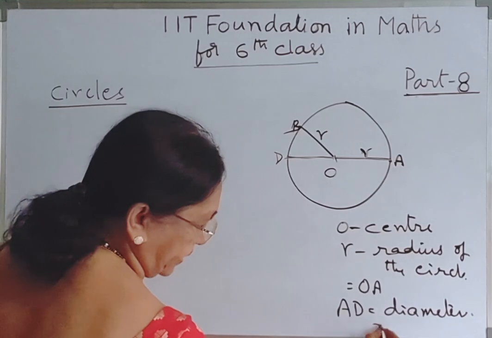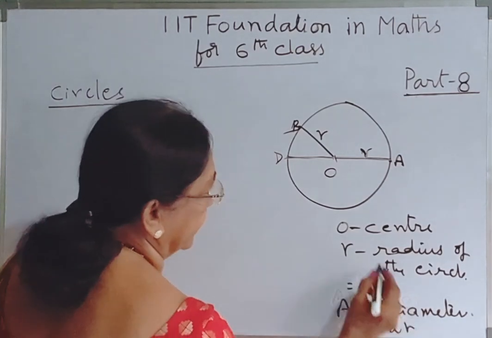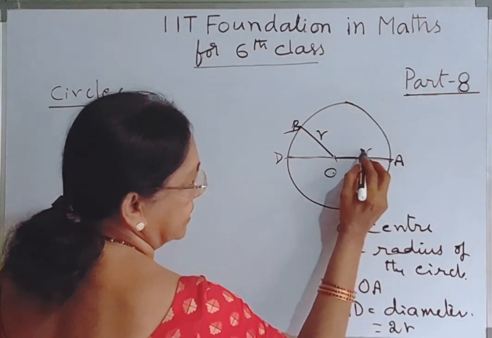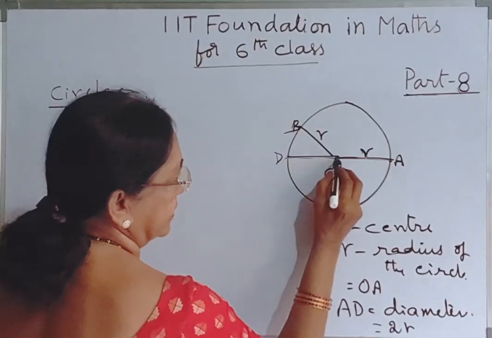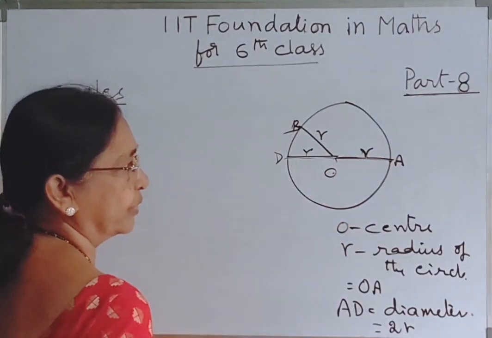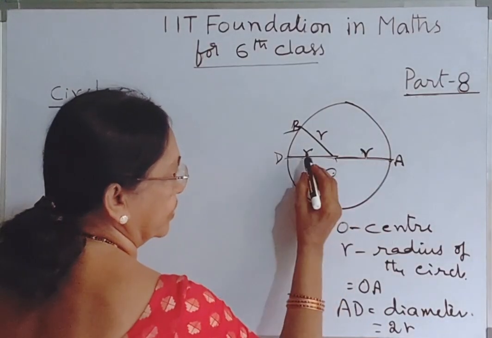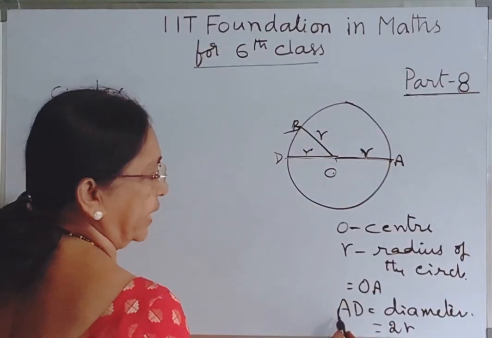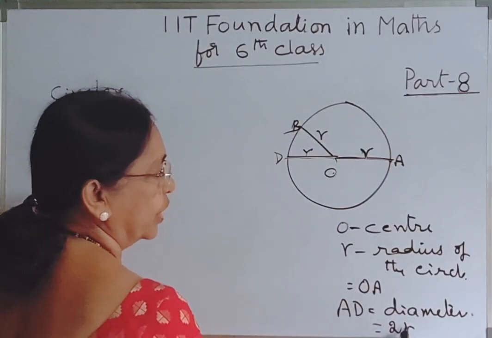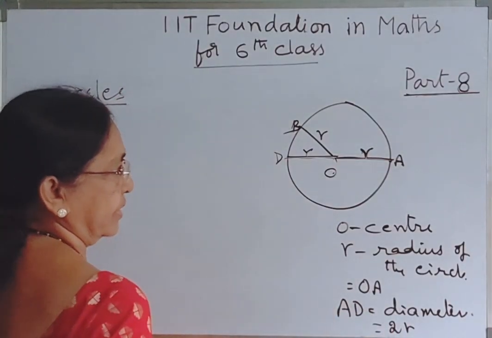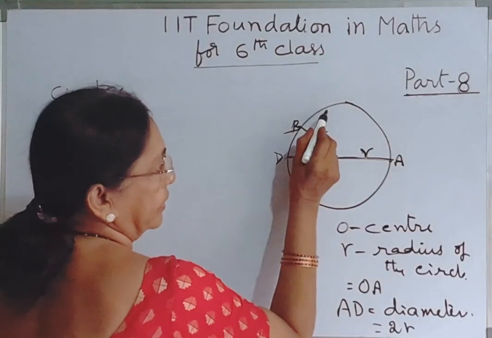So a diameter is equal to twice the radius, because this distance is equal to the radius and this distance is also equal to radius. Therefore AD is equal to R plus R, 2R. Diameter is equal to twice the radius.